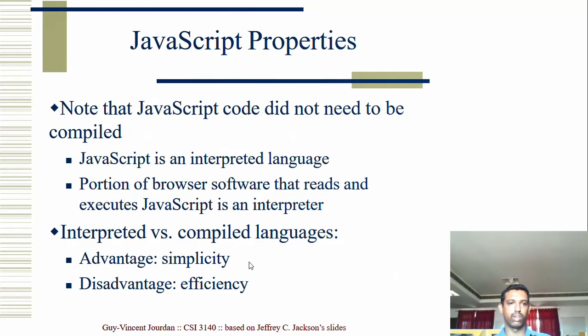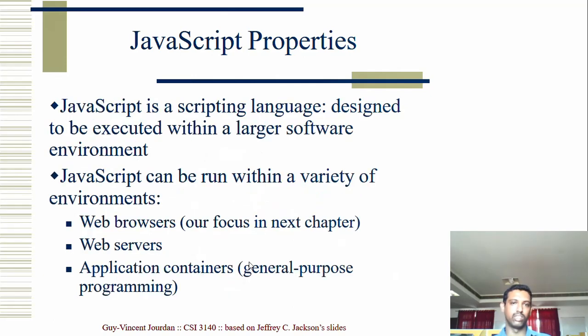Then we have to note that JavaScript code does not need to be compiled. There is no compilation done for JavaScript code. It is an interpreted programming language. We can easily understand the JavaScript code. The portion of the browser or software that reads and executes the JavaScript code is the interpreter. After that we have to know the difference between interpreted and compiled languages. The advantage of an interpreted programming language is simplicity. The disadvantage is inefficiency.